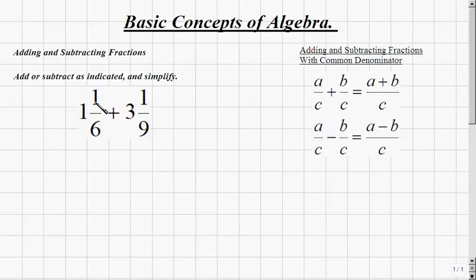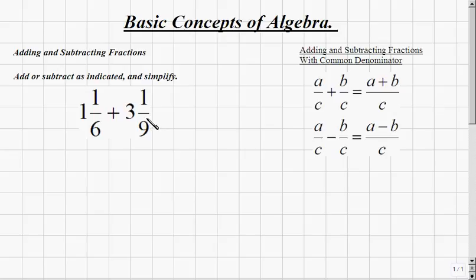Let's add the fractions 1 and a sixth plus 3 and a ninth. To do so, we'd like to add fractions where we have a single numerator over a single denominator, adding to another fraction like that, where the bottoms are the same thing, and therefore all we'd have to do is add the tops.